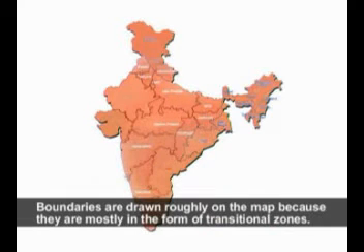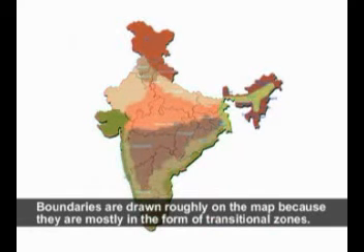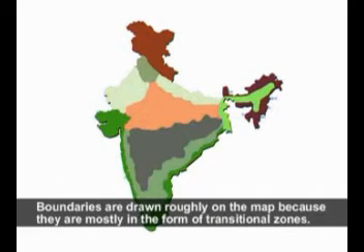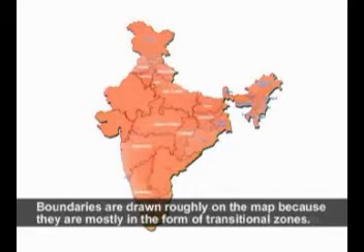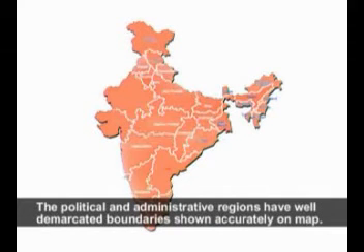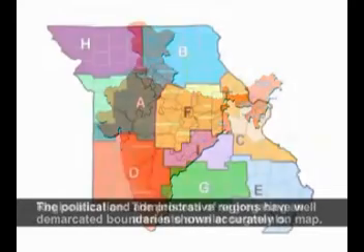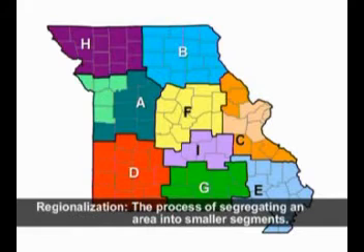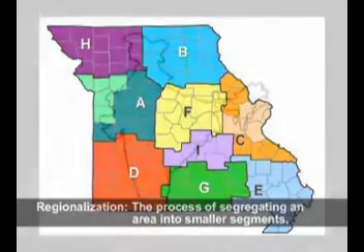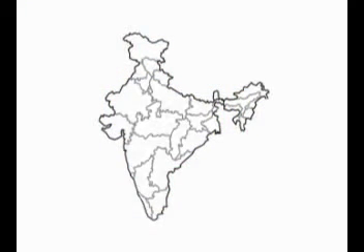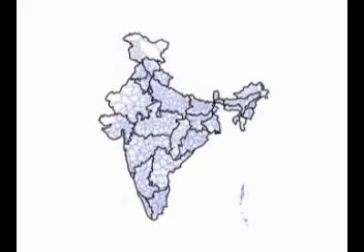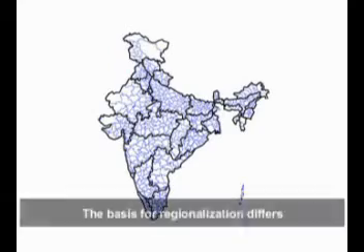For most of the geographical regions, boundaries are drawn roughly on maps because they are mostly in the form of transitional zones. On the other hand, the political and administrative regions have well demarcated boundaries and they are shown accurately on the map. The process of segregating an area into smaller segments is called regionalization. The divisions of a nation into states and states into districts is the example. The basis for regionalization differs.